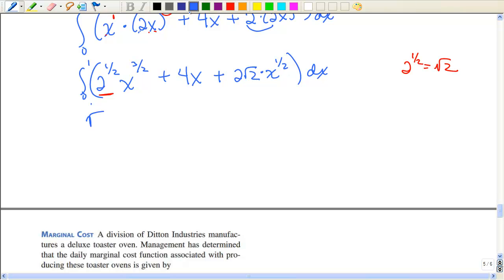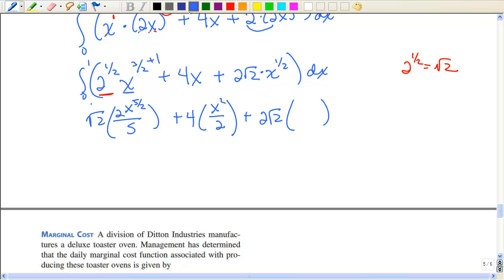So I'm going to have the square root of 2, and then integrate here, add 1, that's going to be x to the 5/2, and then divide by that, or multiply by the reciprocal, which would be 2/5. Add 1, divide by that. And now we've got an x to the 1/2, so we add 1 to that, that's x to the 3/2, that's multiplied by 2/3. Ooh, that is ugly. Thank goodness we have a 0 as a lower limit.